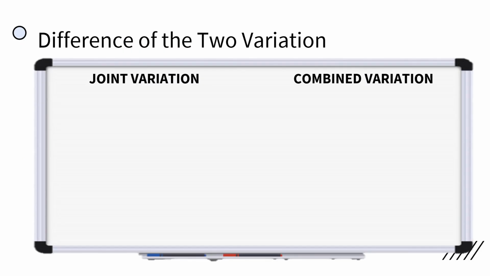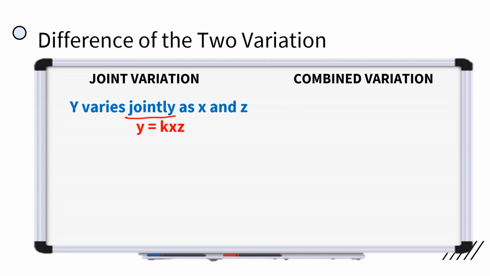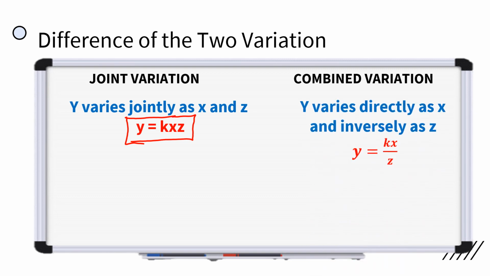So, what's the difference between your joint and combined variation? For your joint, you're given the statement y varies jointly as x and z. So, you can see the word jointly. Then, you have your equation y is equal to kxz, which we saw a while ago. Nakita na natin ito kanina. Then, when you say combined, you have y varies directly as x and inversely as z. So, when you say combined, you can see the first two variations na diniscuss natin last week. So, yung directly at saka inversely na word, makikita natin dito.